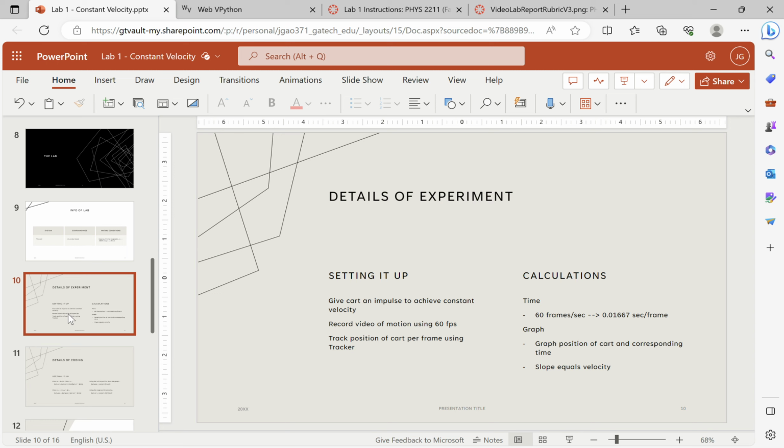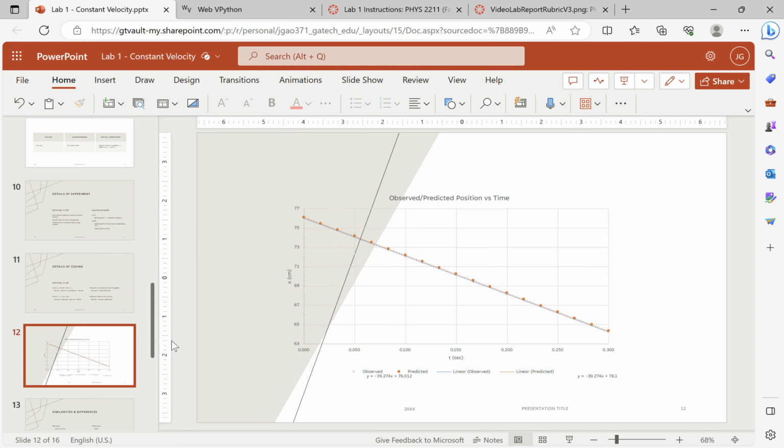I was able to find that because I recorded the cart's motion using 60 frames per second. Then I plugged that into the tracker software we were supposed to use. Using the edge of the cart right here, I graphed where that point lay in each frame. As you can see, all these points. I also calculated how long each frame was. Since it's 60 frames per second, that's around 0.016 seconds per frame. I graphed the position and the time for each frame, and that is the blue line right there.